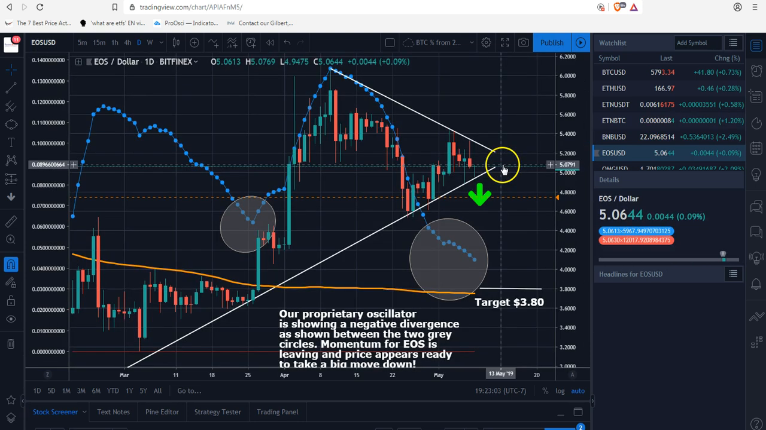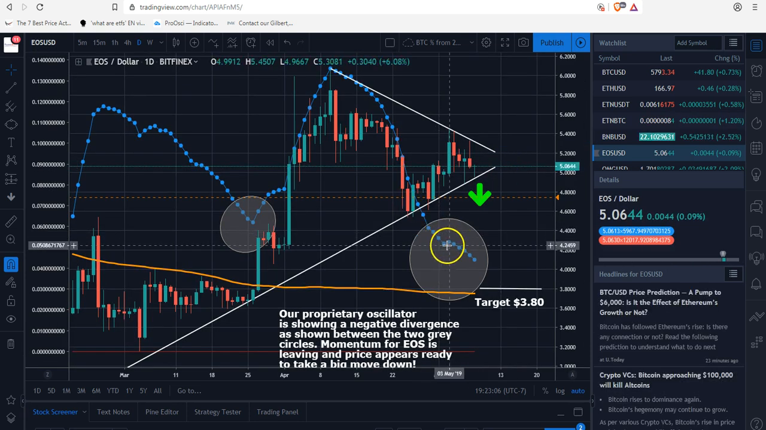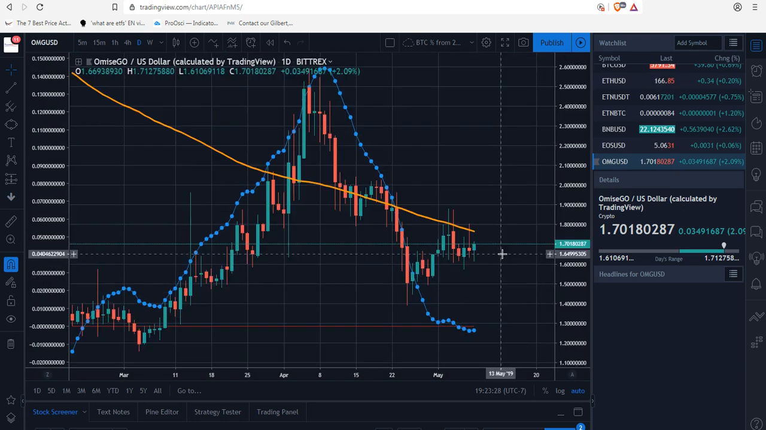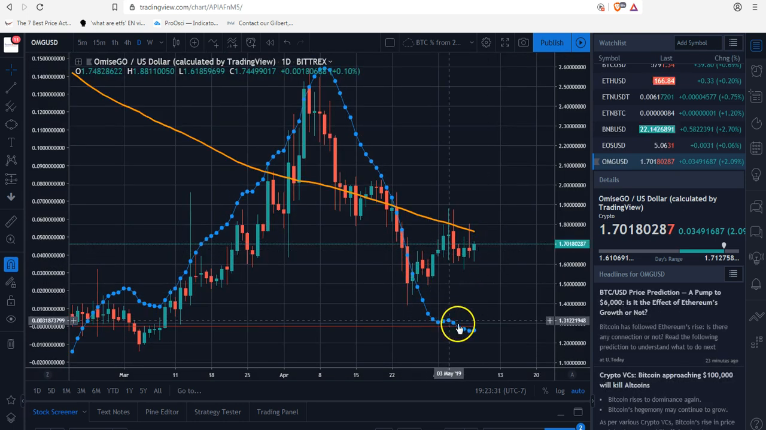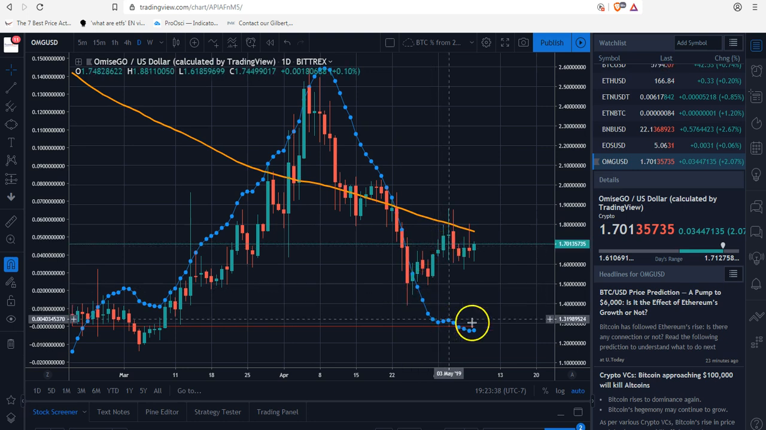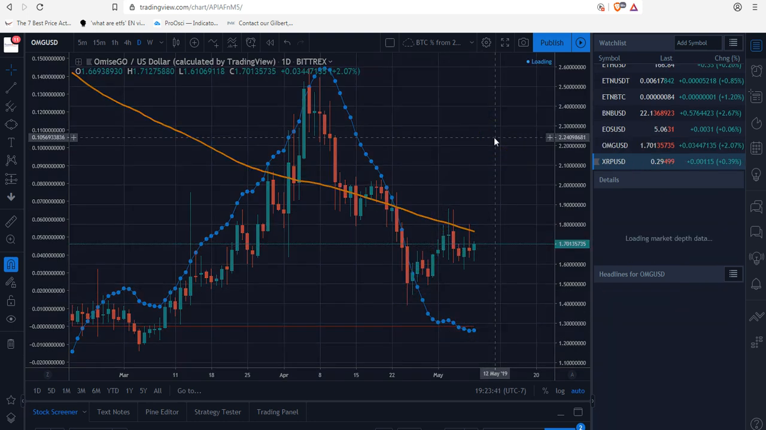We look at EOS, same thing. The oscillator had continued down, had only 1 day of moving sideways, and then the oscillator continued to accelerate to the downside. Price has not started to catch up with the oscillator, but that's the expectation that we have, that price is going to start catching up with the oscillator to the downside. And then we've got Omisigo, same thing. The oscillator has not kept up with the price going sideways, and a couple days to the upside. You can see the oscillator is divergent to the opposite side.